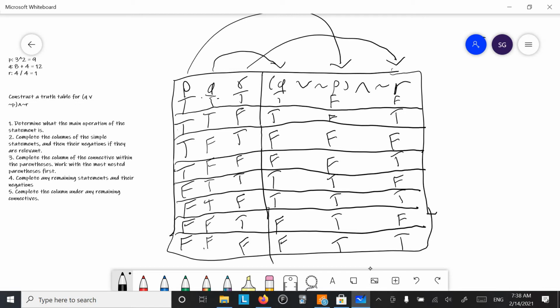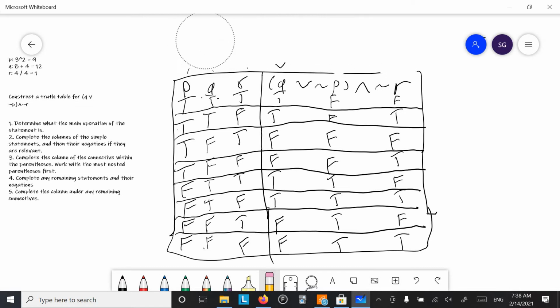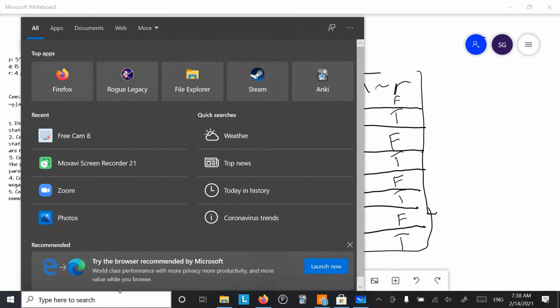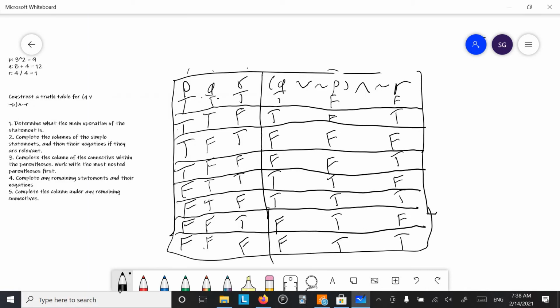And now on to the operations. Alright, so we are trying to find, since what is first in the parentheses, the disjunction of Q and negative P. Alright, so what do we know? A disjunction, it's OR, which means one of these has to be true for the disjunction to be true.